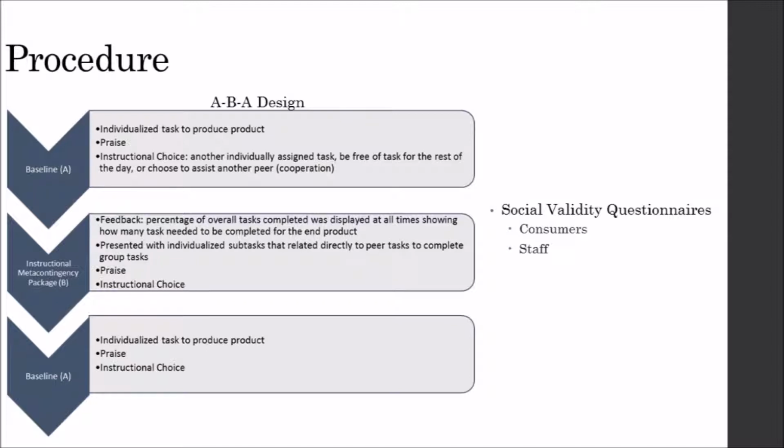The ABA design included baseline A, which was class as usual tasks, the intervention meta-contingency package as condition B, and then return to baseline as condition A. After completion of all the conditions, social validity questionnaires were handed out to consumers in the classroom and staff who were familiar with the consumers.